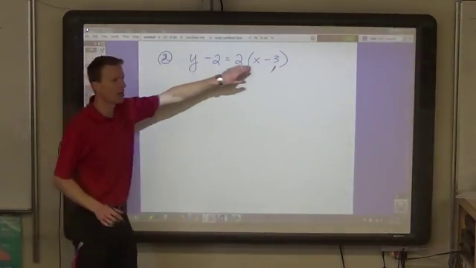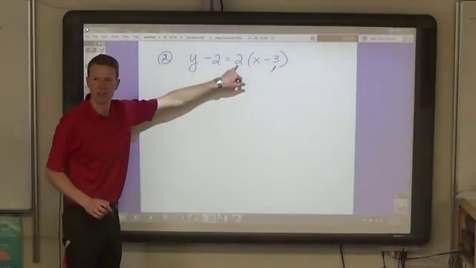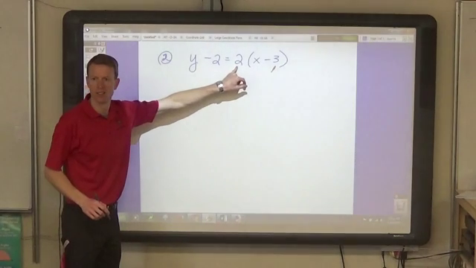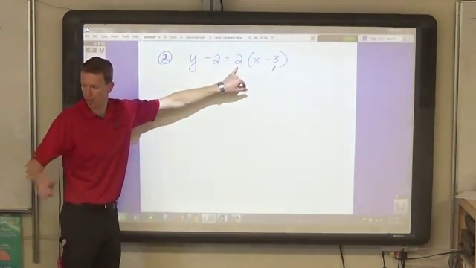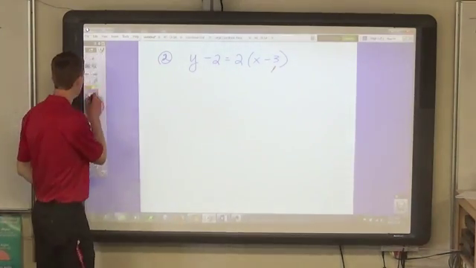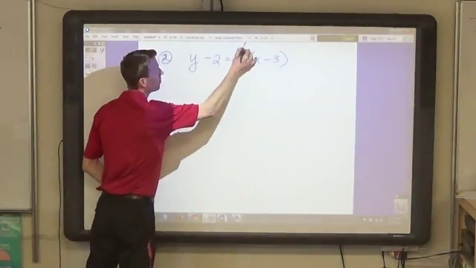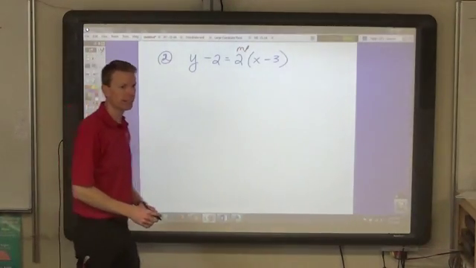Now, let's take a look at the equation. What is the 2? What part of the equation is it? You probably wrote that part down. That's m. So 2 is the slope. What is the point that's given?